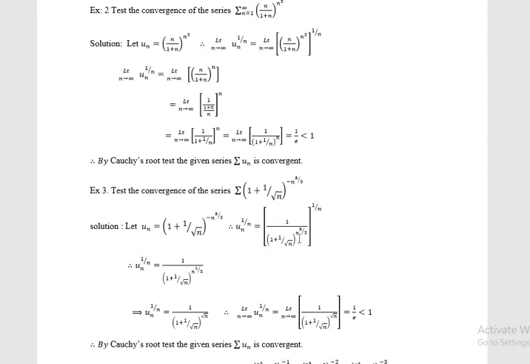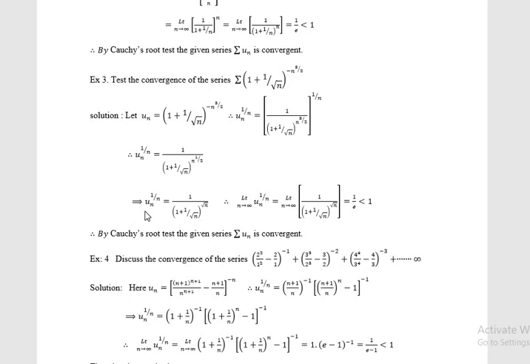After simplification on the right-hand side we write it as 1 divided by (1 + 1/√n)^(n^(1/2)). That is, it implies un^(1/n) is equal to 1 divided by (1 + 1/√n)^√n. Introduce the limit on the right-hand side as n approaches infinity. The limit is 1 by e, because the limit of the denominator term is a standard value, that is e, so it is equal to 1 by e, which is less than 1. Therefore by Cauchy's root test the given series un is convergent.